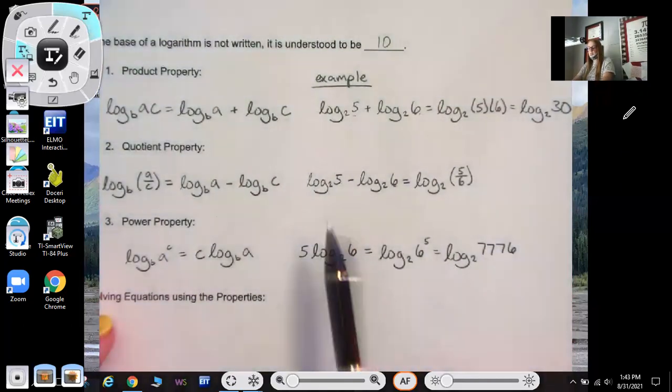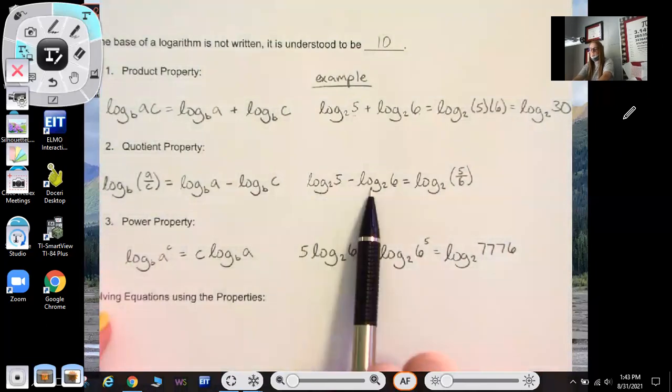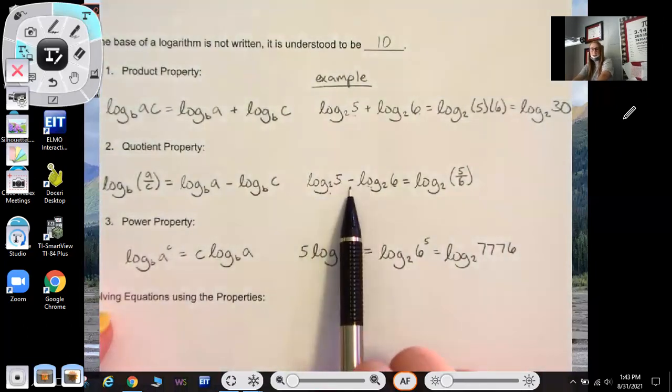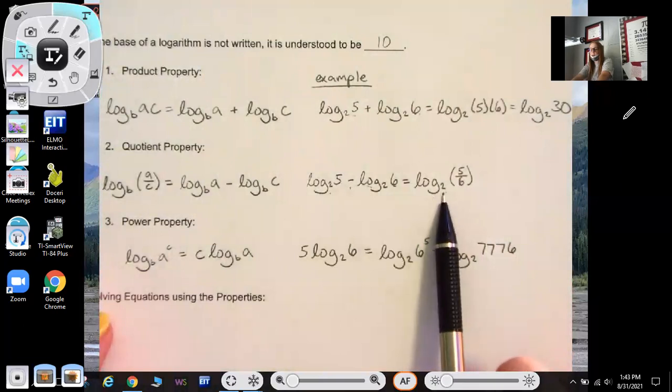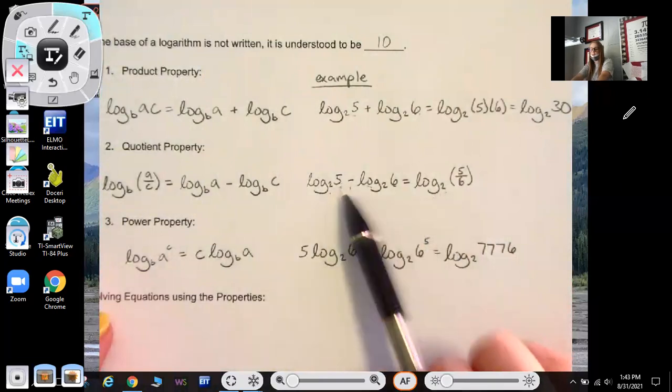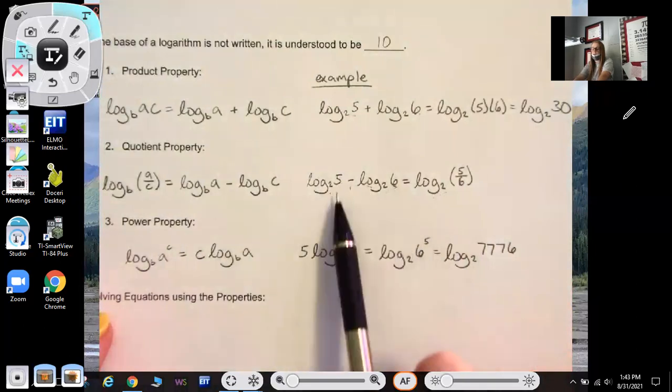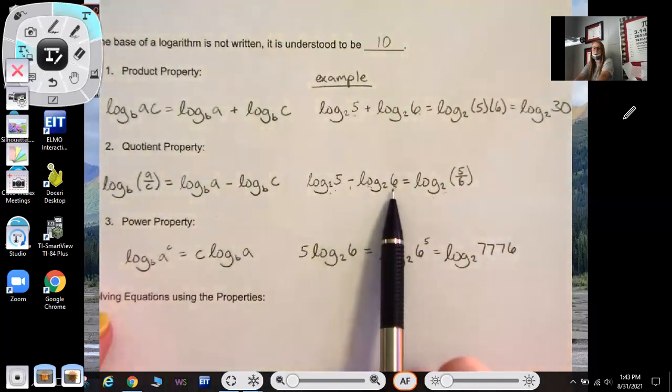The quotient property is if you have two logarithms with the same base that are being subtracted, we rewrite it as one logarithm, the base stays the same, and we divide 5 divided by 6, or whatever number comes first divided by whatever number comes second.